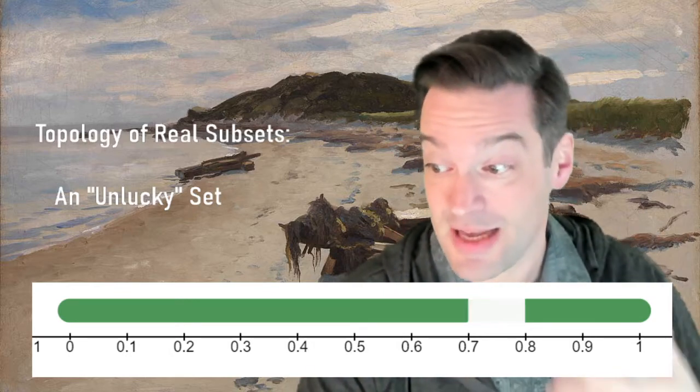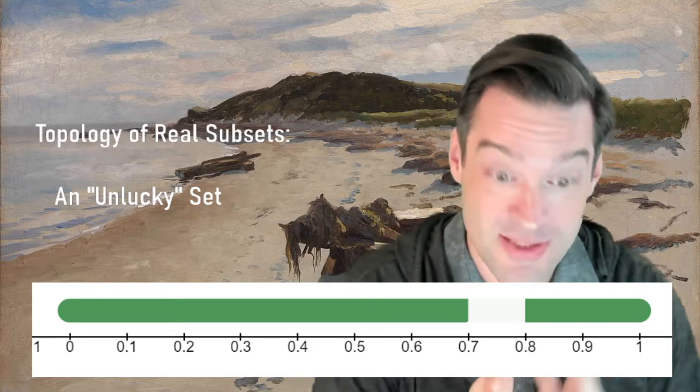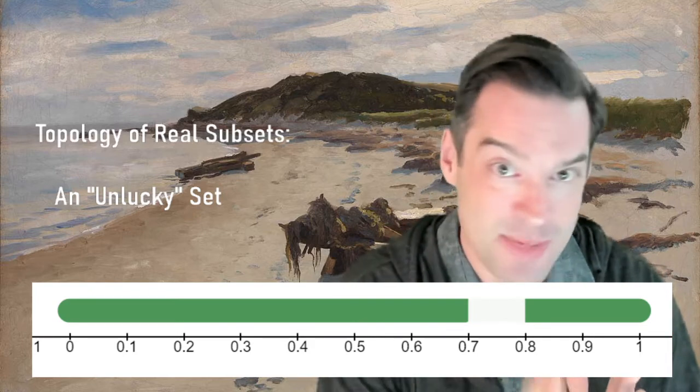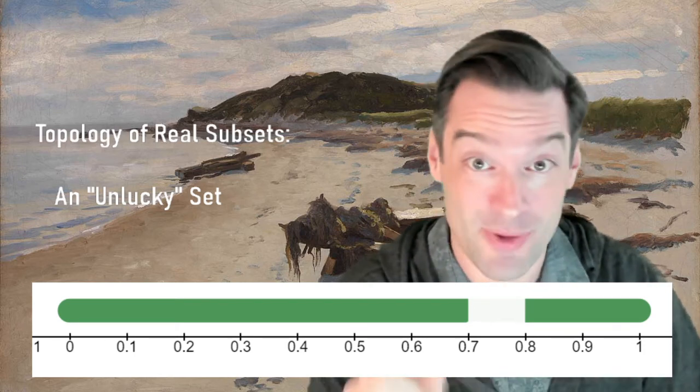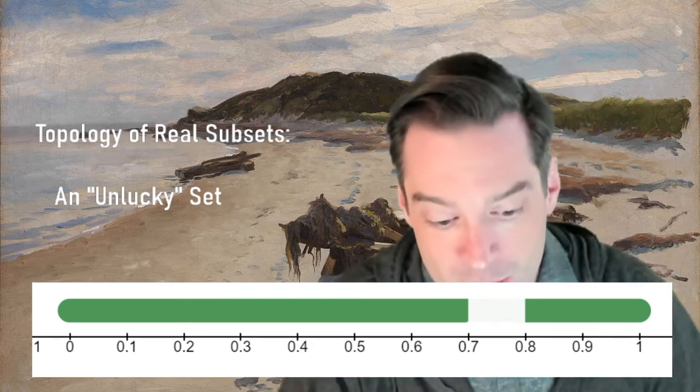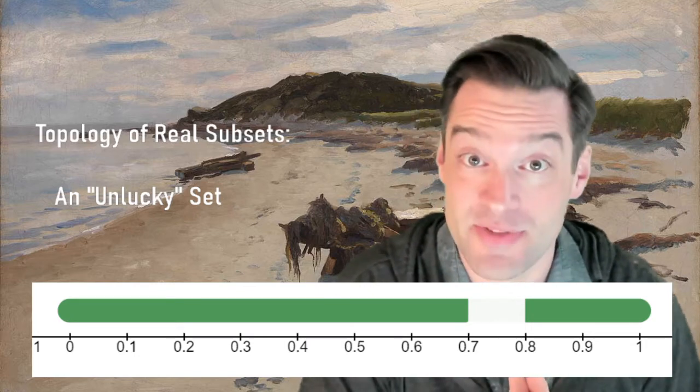So what I'm doing is deleting this little piece from 0.7 to 0.8. Notice I'm actually going to keep 0.7 because I can represent it without using the digit 7. I can say 0.699999 repeating. So anyway, I take away everything that has a first digit of 7.